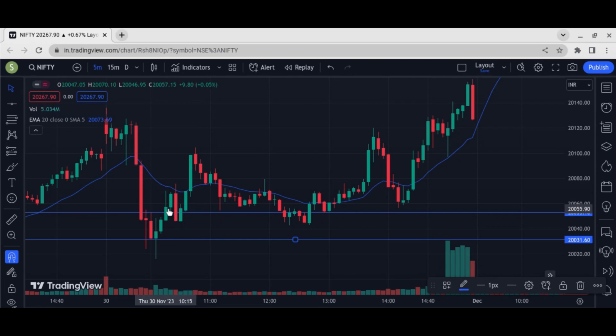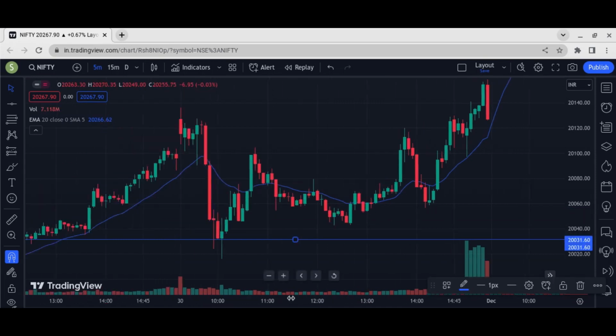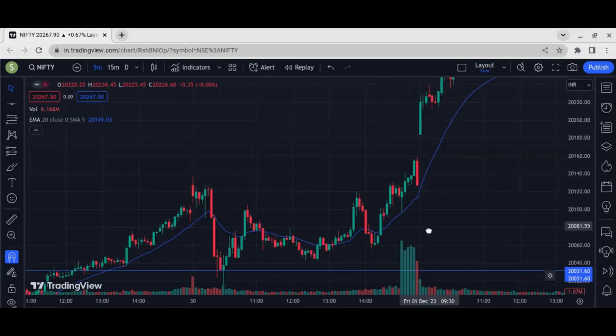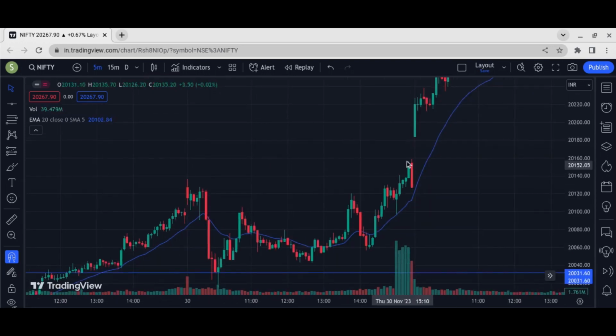So once you exit, we have to go long. From this point, if you go long, where is the stop loss? The red candle low becomes the stop loss. And you can wait for the entire day and you will get a profit. So the candle closed around this point and we entered around this point and we made a very decent profit.